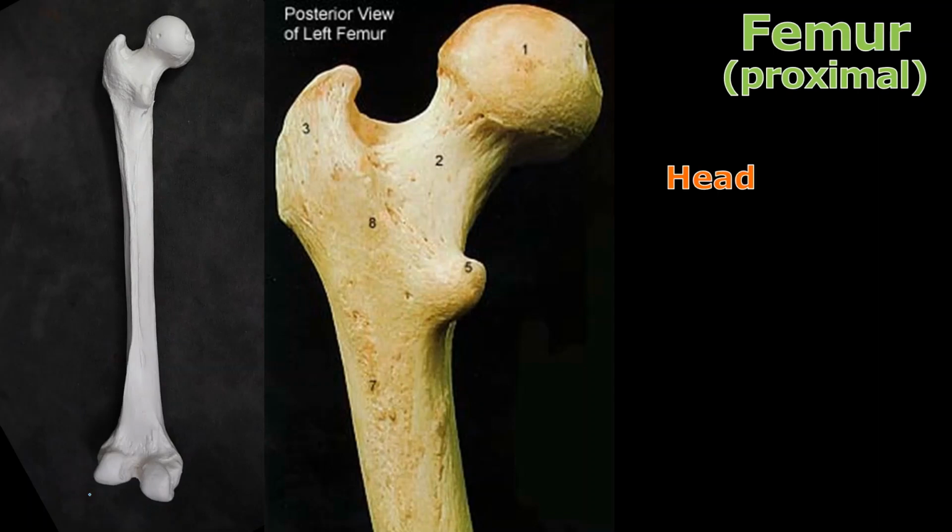So the head is pretty easy to spot. In this image, it's labeled 1. I'll put an H for head here, and in the bone on the left, I'll put an H here for head also. And notice that it's got a hole in the head. I'm putting an arrow right here, and if you have a really good shot of this, you can see that hole right there. I can see it right here as well. The humerus did not have that hole, but the femur does.